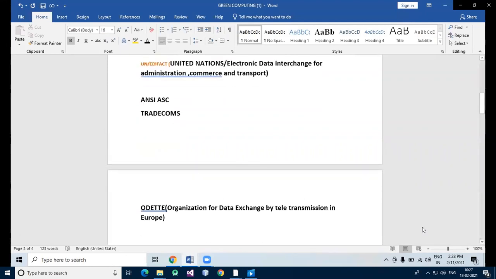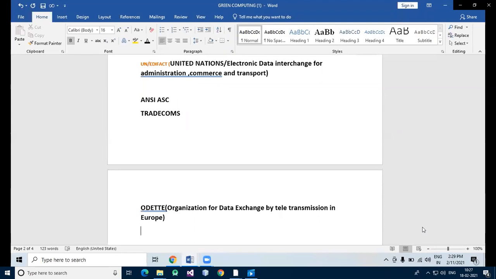So ODETTE, that is the Organization for Data Exchange by Transmission in Europe, is used within the European automotive industry. It develops tools and recommendations that improve the flow of goods, then services and product and business information across the value chain. So VICS, that is the Voluntary Inter-industry Commerce Standard, is used within the retail industry of North America.